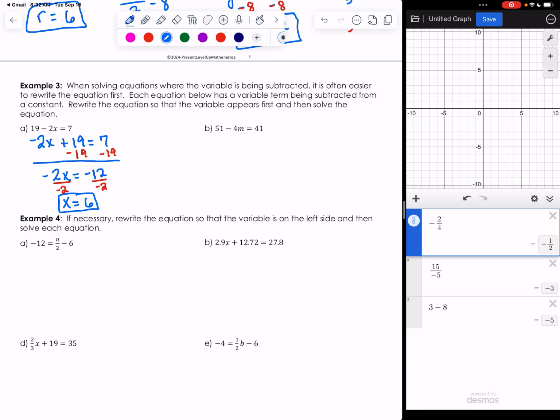All right. Pause the video and try problem B on your own. All right, welcome back. Let's see how you did. The first thing I did on this problem was I rewrote this as negative 4m plus 51 is equal to 41. Then I subtracted 51.